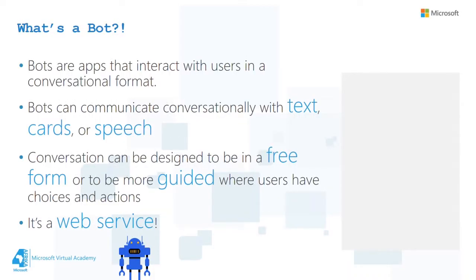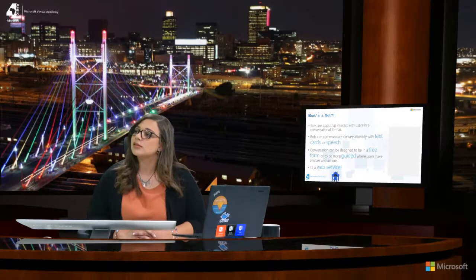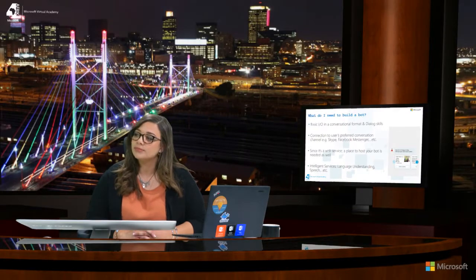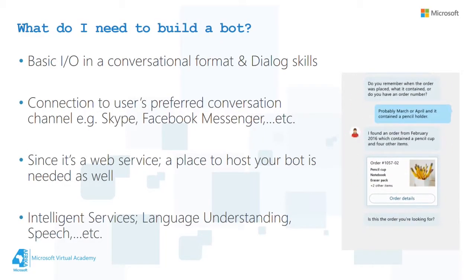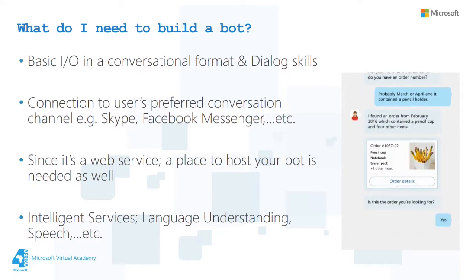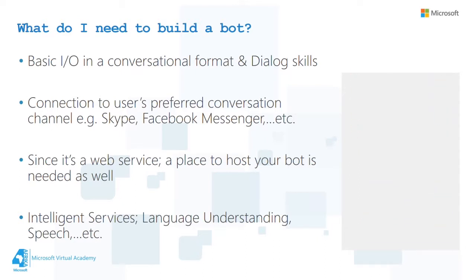So now we know what a bot is. But Sharif, can you tell us what do I need to build a bot? Yeah, as a developer, in order to build a bot, you need 4 things. The first thing is basic I/O, input-output in a conversational format with dialogue skills. The second thing is connection with the user's preferred conversational channel like Facebook, Skype, Microsoft Teams, or any of these channels. The third thing is, since a bot is a web service, you need a place to host your bot. And the fourth thing is mainly some intelligence services so that you can make your bot smart.